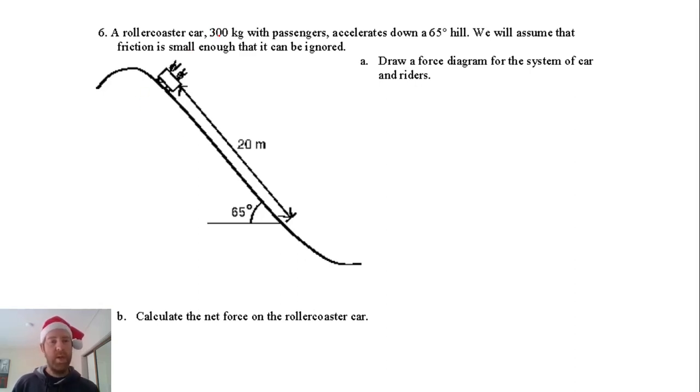Roller coaster. It's 300 kgs with passengers, accelerates down a very steep hill. Assume that friction is small enough that it can be ignored. Draw a force diagram for the system of the car and the riders. Okay, so friction is ignored.